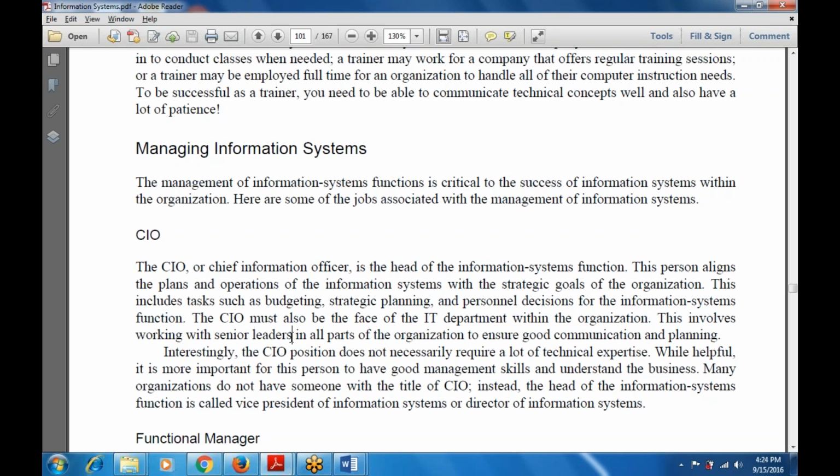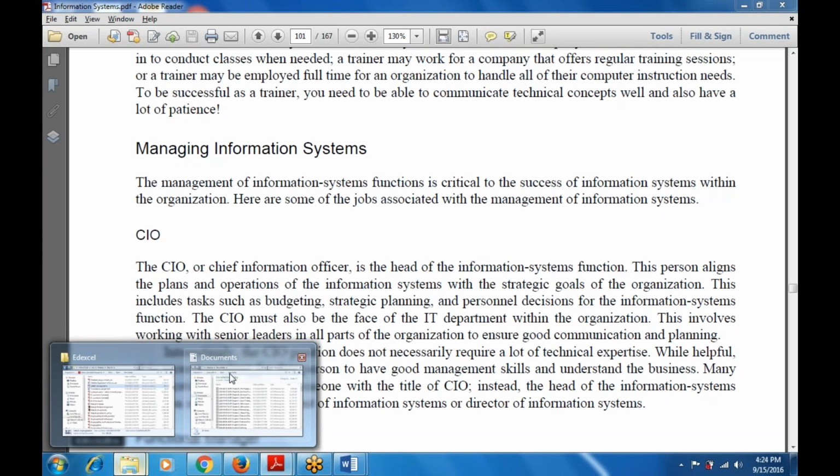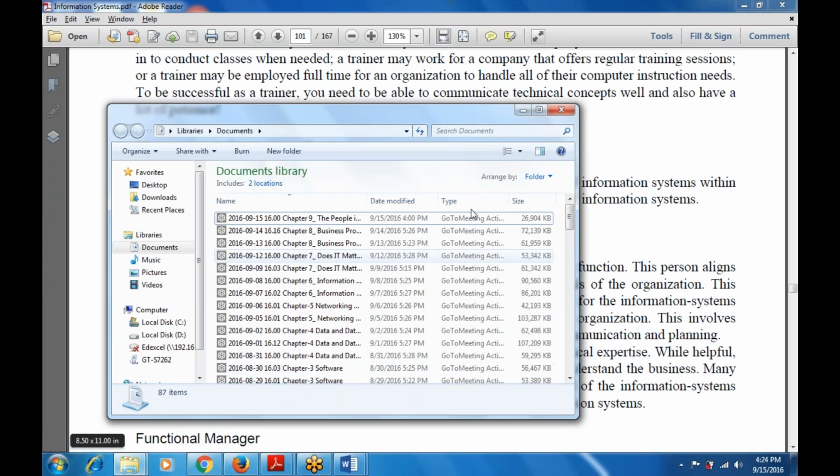The CIO must be the face of the IT department within the organization. Being the face of the IT department means this is one of the main heads of the IT department. Whatever documents or provisions are available in the IT department are carried out with the CIO.